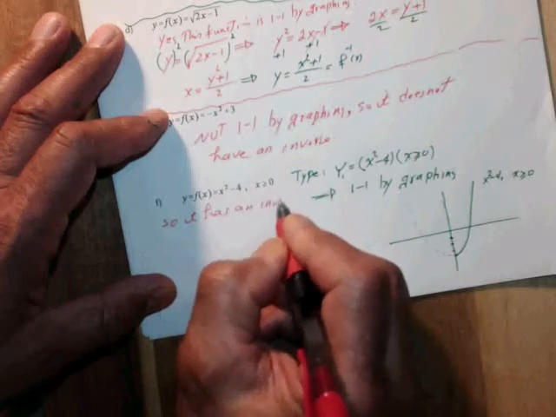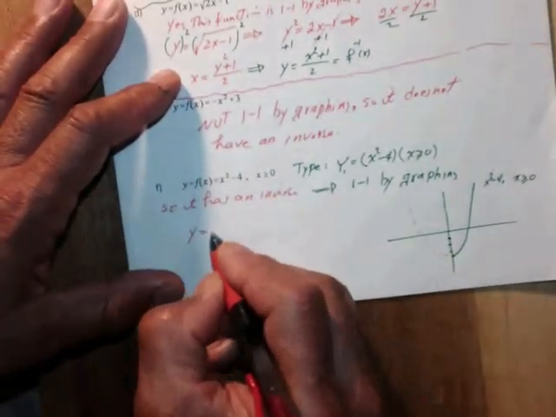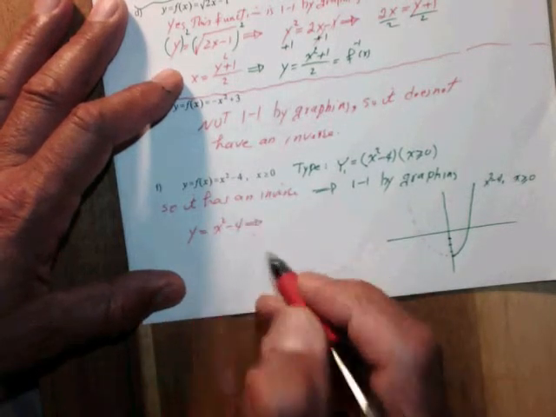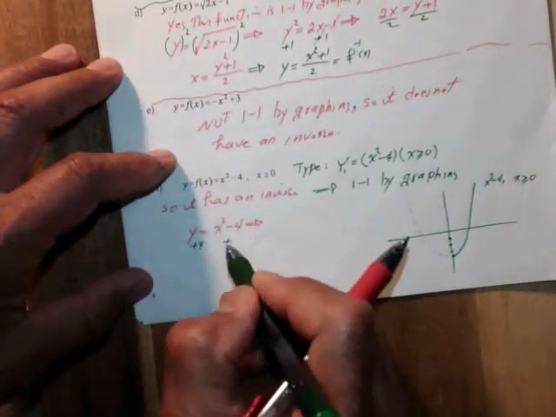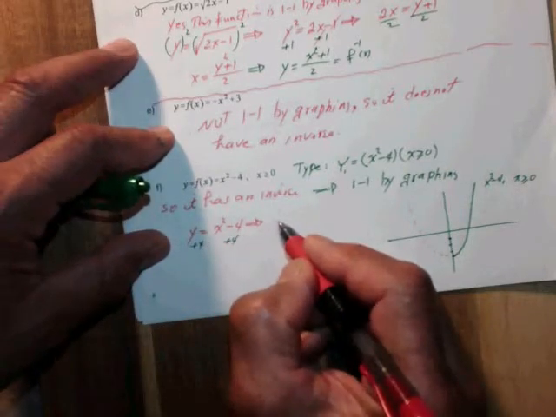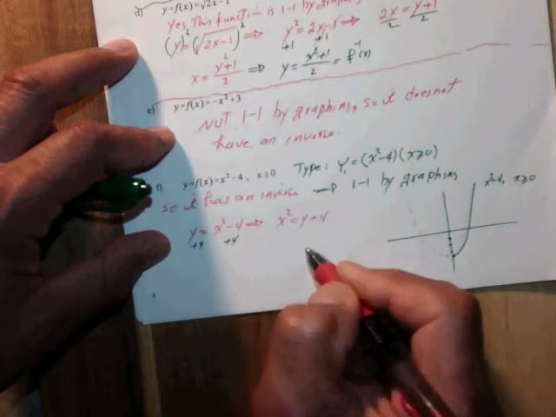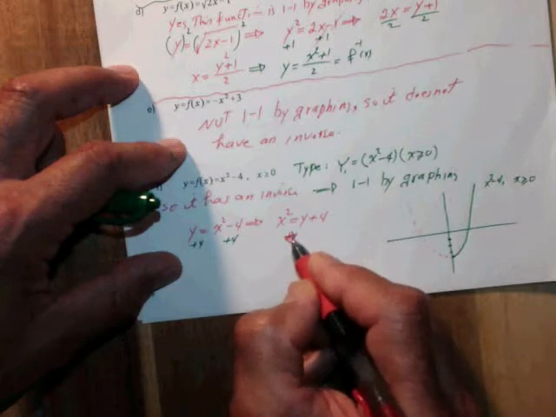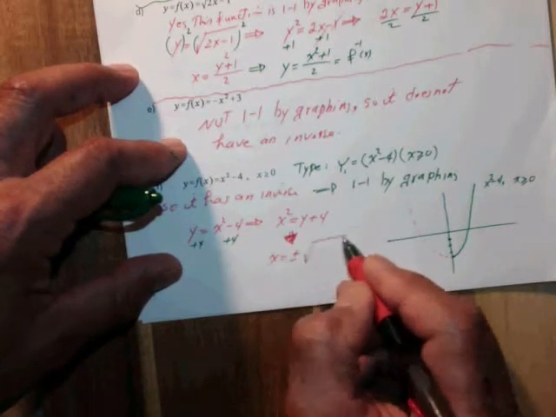Okay, so it has an inverse. So what I do is go ahead and say y equals x squared minus 4, and then I add 4 to both sides to get x squared equals y plus 4. Then I take the square root of both sides.